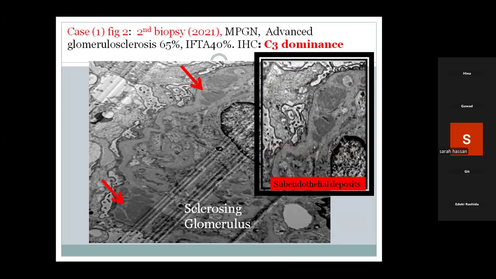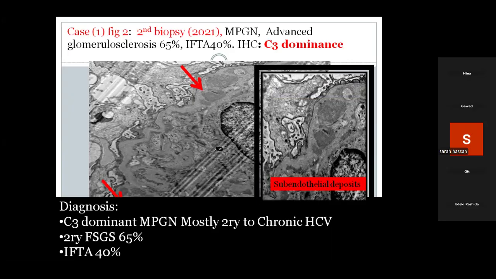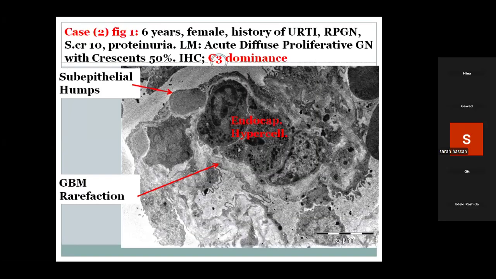And that's his electron microscopic picture showing subendothelial deposits. Even in sclerosing glomeruli, segmentally sclerosed glomeruli, the deposits are seen. So the diagnosis was C3 dominant MPGN, mostly secondary to chronic HCV with secondary focal segmental glomerulosclerosis 65% and IFTA 40%.